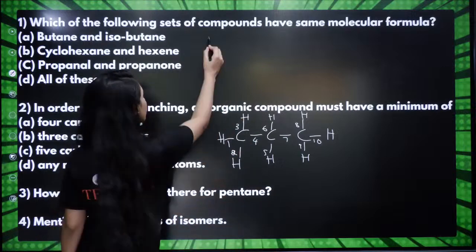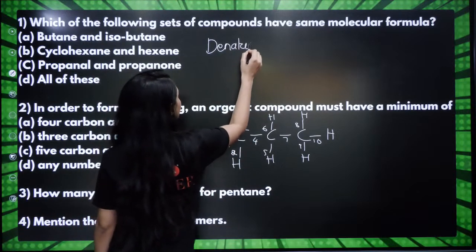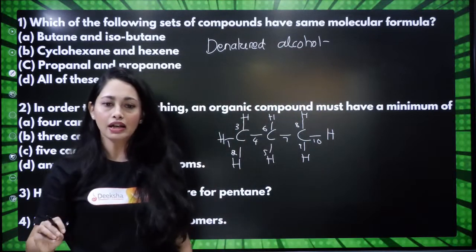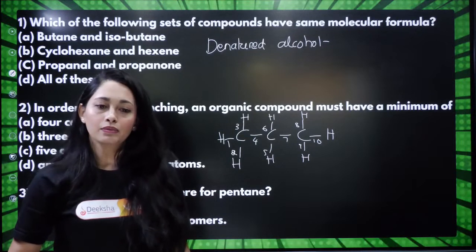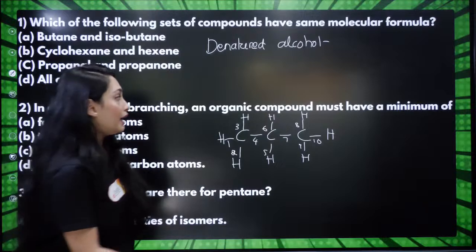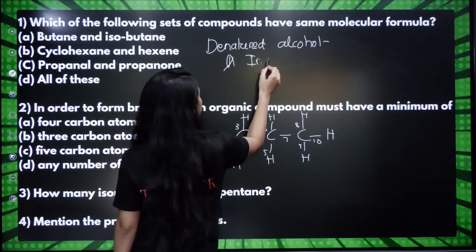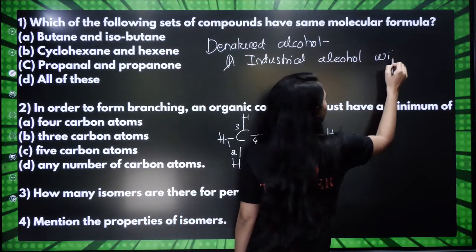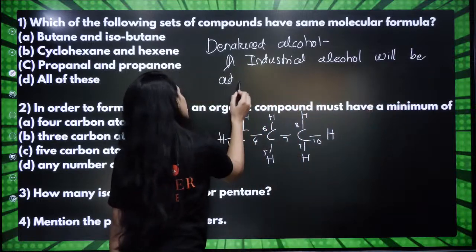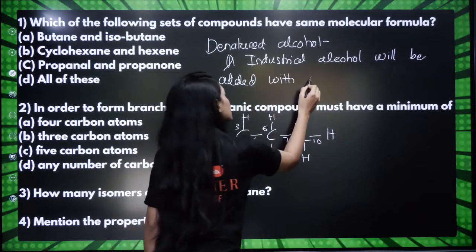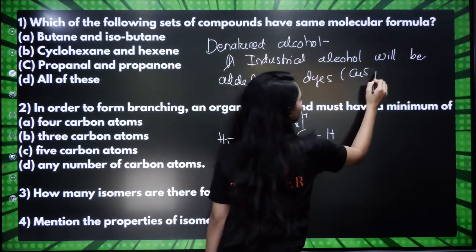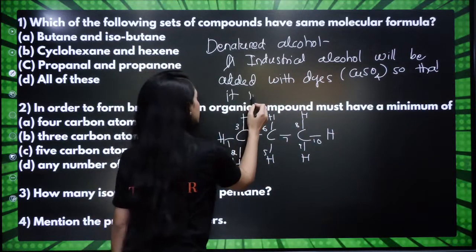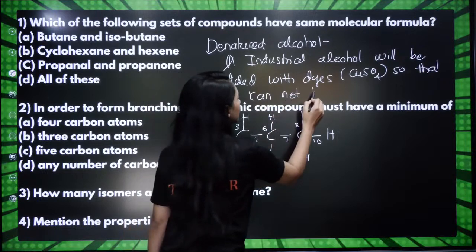Next, we had another question. What is denatured alcohol? Alcohols are used in industries, but people misuse the alcohol. That's why industrial alcohol will be added with dyes, like copper sulfate, so that it cannot be consumed.